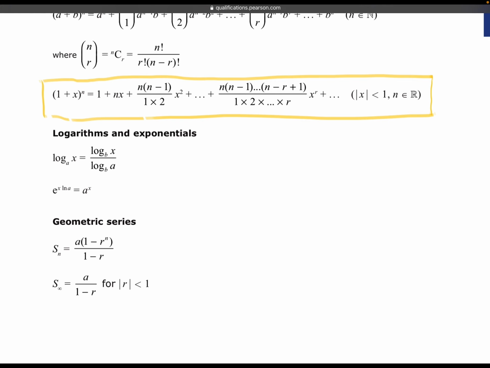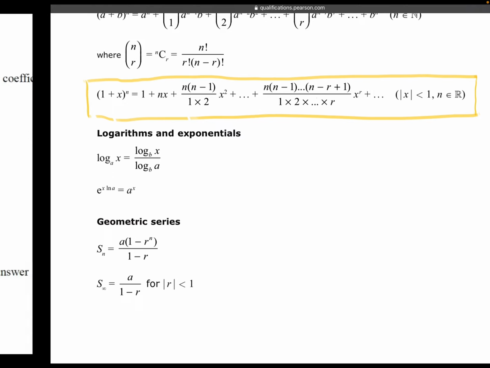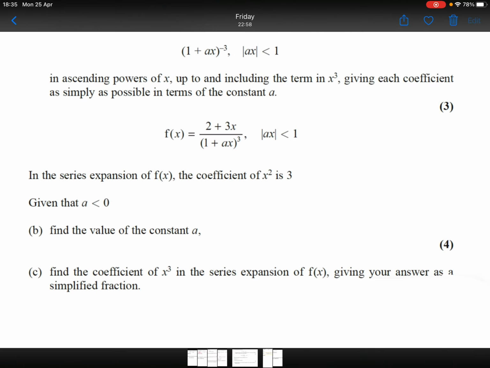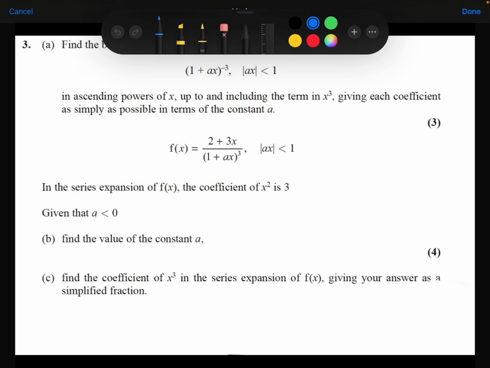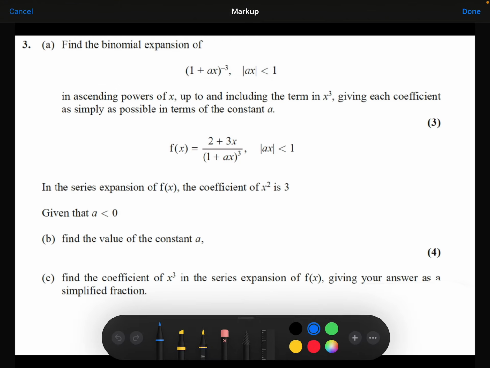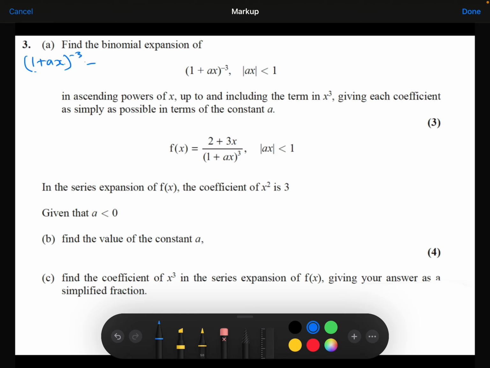We've got (1 + x)^n is equal to 1 + nx + n(n − 1) over 1 times 2 x squared, and so on. So in this case, our n is minus 3, our x is ax. So let's use the formula for this. We'll start off with 1 plus n, which is minus 3, times x, which is ax.